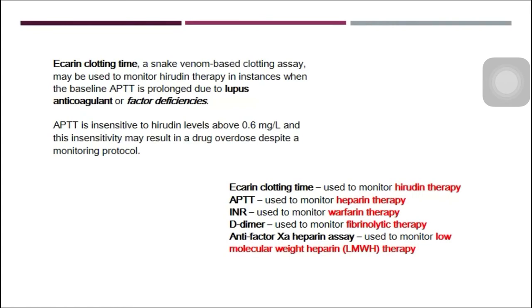We have the INR, or the International Normalized Ratio. This is used to monitor warfarin therapy. And we have the D-dimer is used to monitor fibrinolytic therapy. And we have the anti-factor 10A heparin assay to monitor low molecular weight heparin therapy.